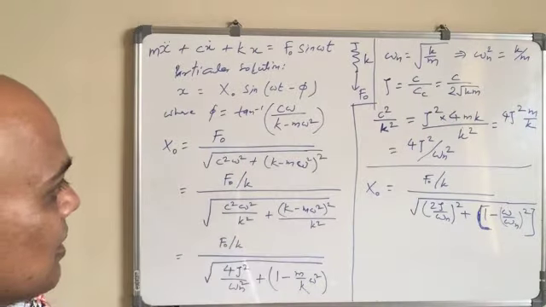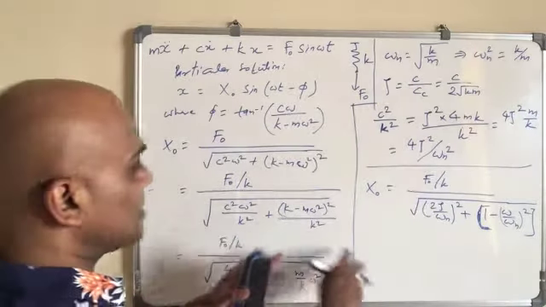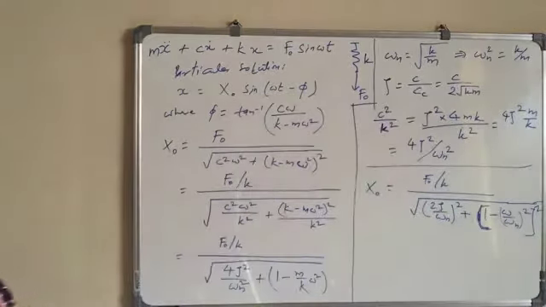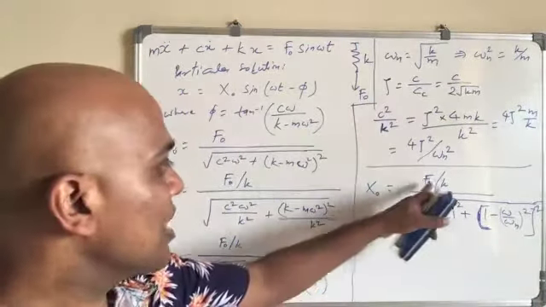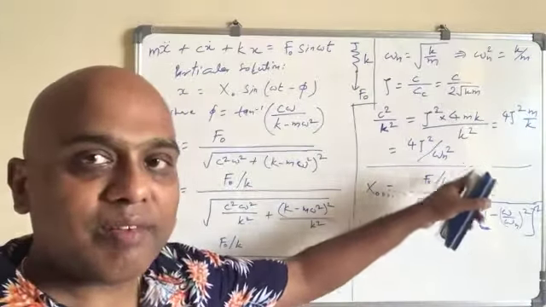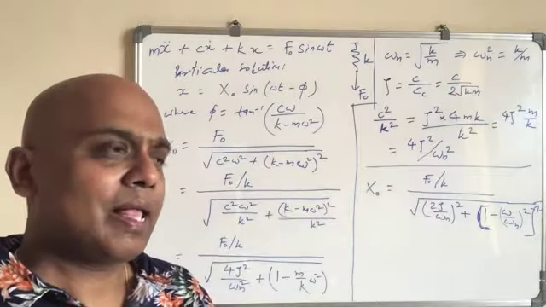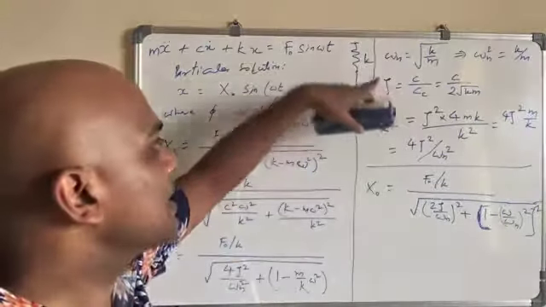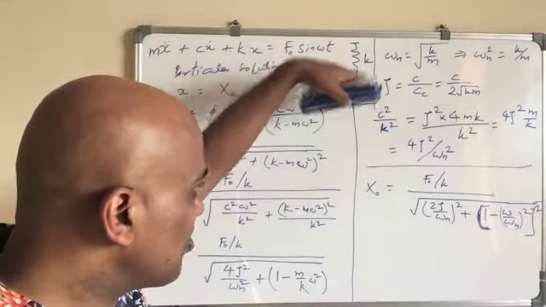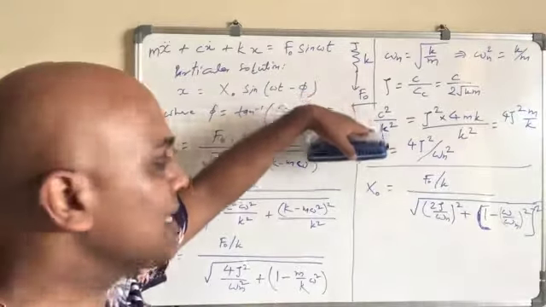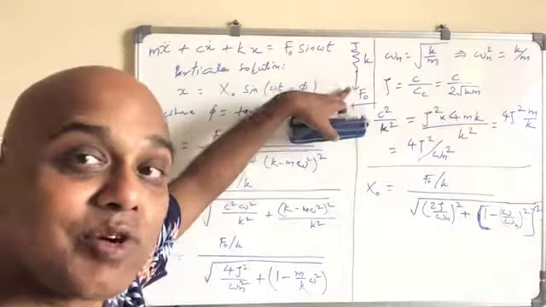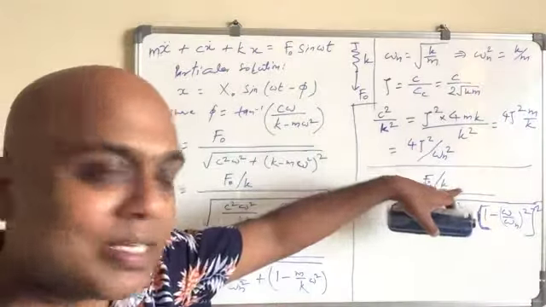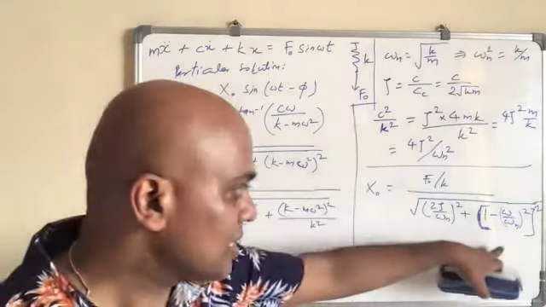So, and this will be (1 minus a) whole square. So x naught equals F naught over k. This signifies that if it is a spring and you apply a static force F naught, it will move by some deflection, so the static deflection will be F naught over K. So that's what is signified by this term.